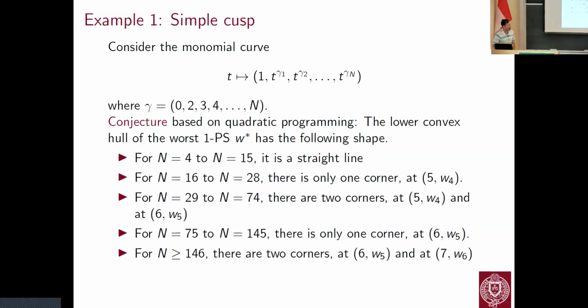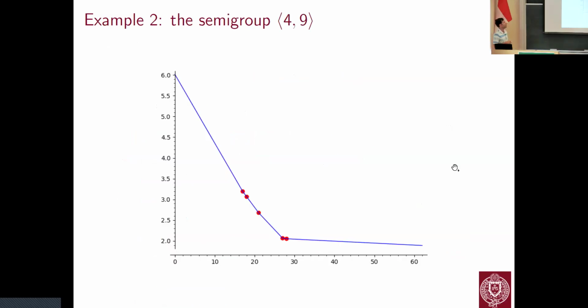Okay. Now, in general, I don't know the answer for all singularities, but I do know that we can prove the description you're seeing on this slide for a simple cusp, y squared equals x cubed. So this is one of the examples where we know this is the right answer. Let me show you one more picture. This is a different semigroup now. This is the semigroup generated by the integers 4 and 9.